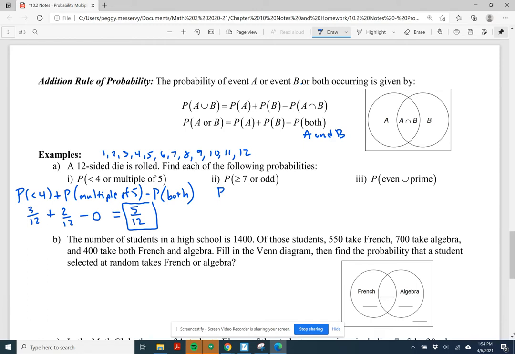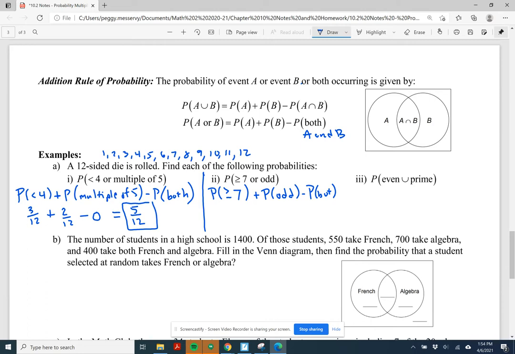Okay, this one, I'm just going to divide them here so we can see who's where. So this one, we're going to do the probability that it's greater than or equal to 7, plus the probability that it's odd, minus the probability of both.